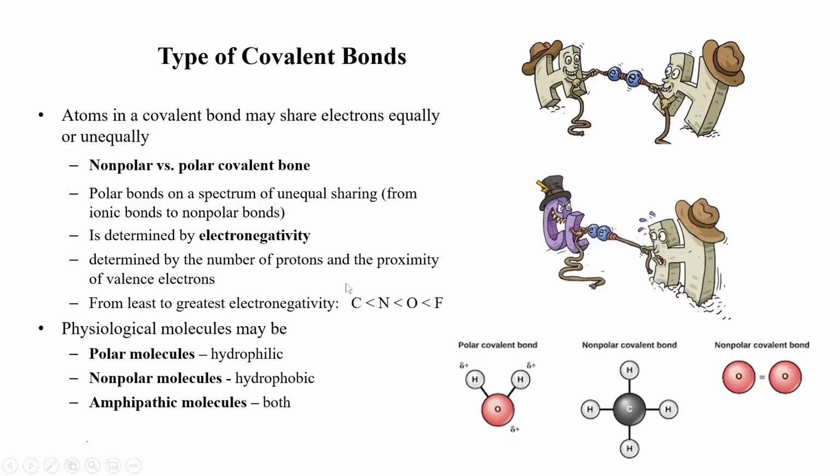Then you compare nitrogen with carbon, and of course nitrogen is more electronegative than carbon, so in a bond between carbon and nitrogen, nitrogen is going to be slightly negative and carbon is going to be slightly positive. In a bond between carbon and oxygen, oxygen is going to be slightly negative and carbon is going to be slightly positive.